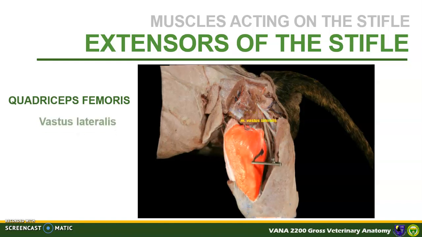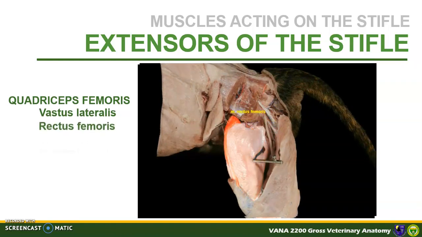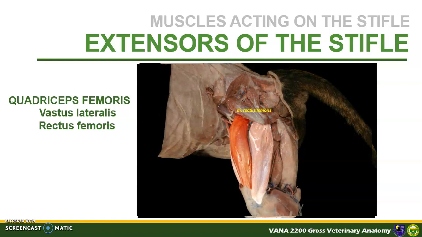One is the vastus lateralis. This originates in the lateral shaft of the femur. And also, we can see the rectus femoris. If we remove the vastus lateralis, we can see a bigger picture of the rectus femoris. This is the strongest and longest of the 4 heads. It originates from the ilium just above the acetabulum.